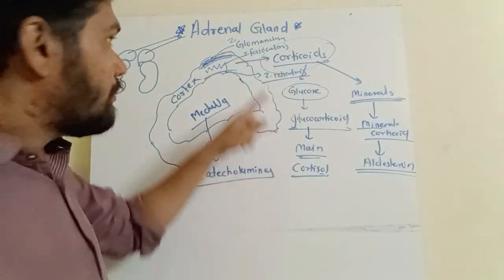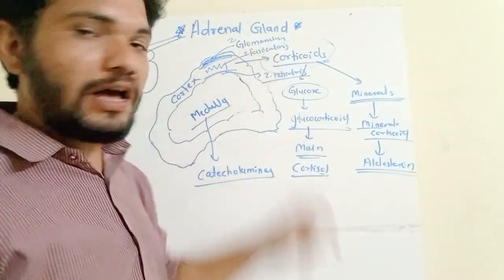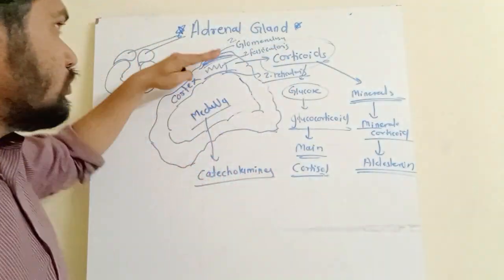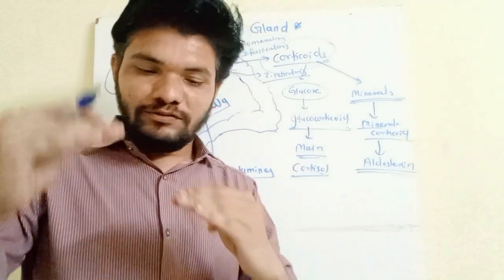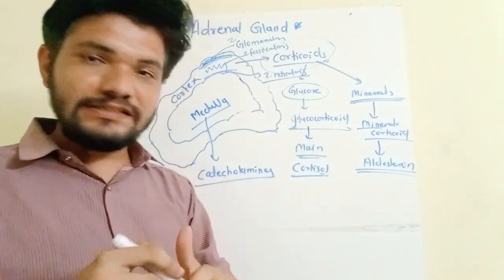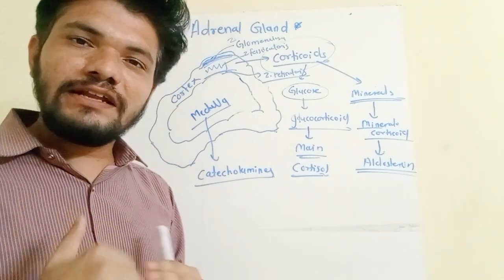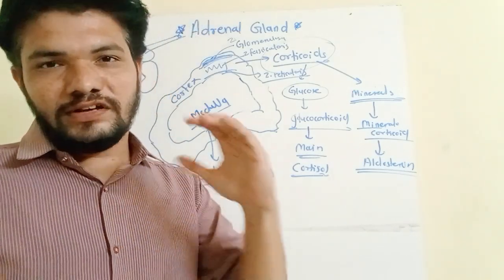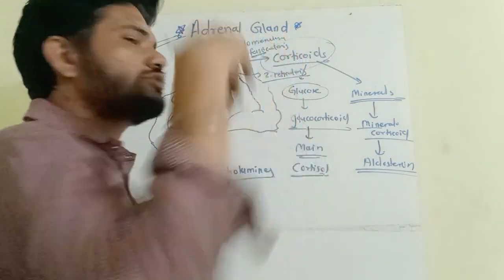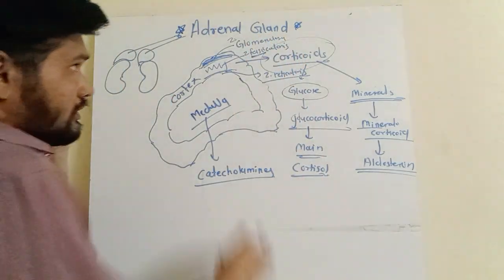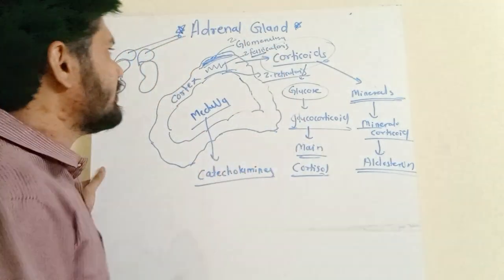You can remember them by the spelling: O for outer. Glomerulosa has an O in its spelling, so you can remember glomerulosa is present on the outer side. Fasciculata, remember "fussy", which in Hindi means stuck, like it is stuck between two layers. The middle layer is stuck between reticularis and glomerulosa, so fasciculata will be present in the middle. These are the three layers of the adrenal cortex.